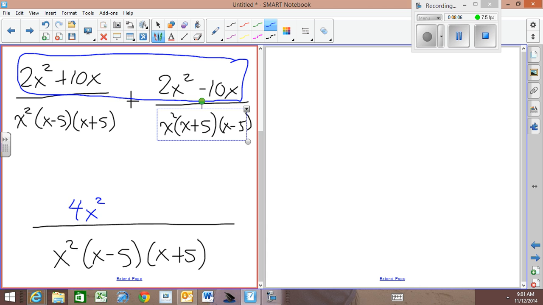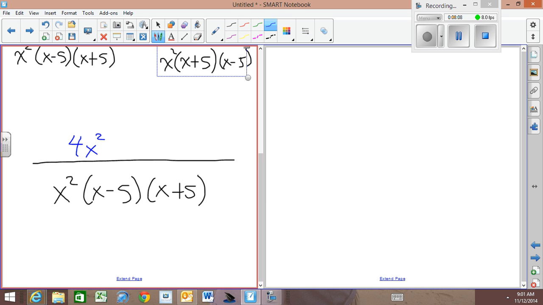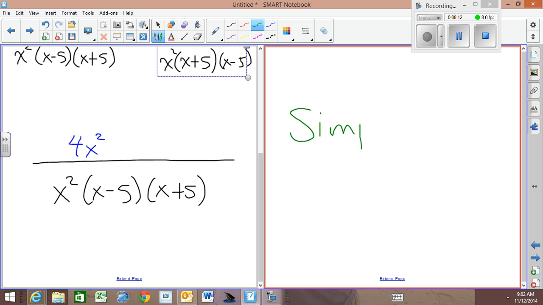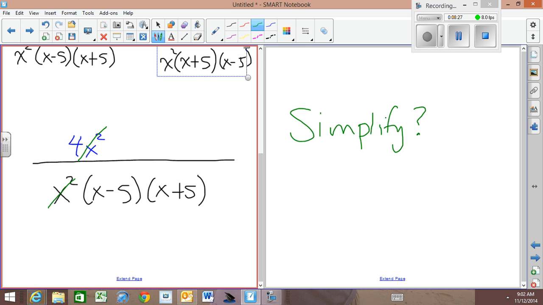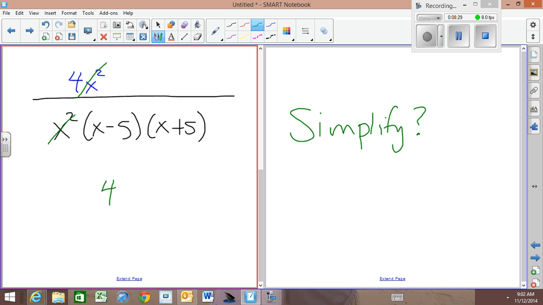I've rewritten my sum as a single fraction, and now the last step is asking, can you simplify the fraction that you have anymore? Remember, we simplify by factoring and reducing common factors. Well, my denominator already is factored, my numerator is factored, and I do have a common factor. There is a common x squared that can be reduced from the numerator and denominator. And you're left with a simplified fraction of 4 divided by the quantity x minus 5 times the quantity x plus 5.